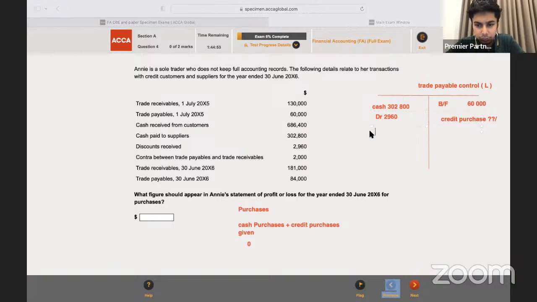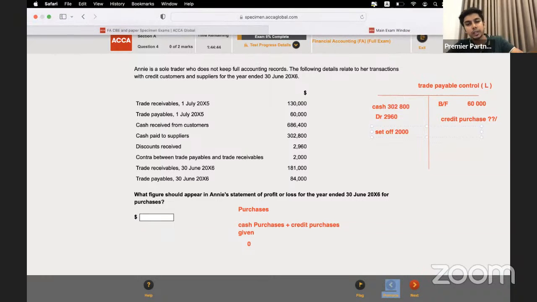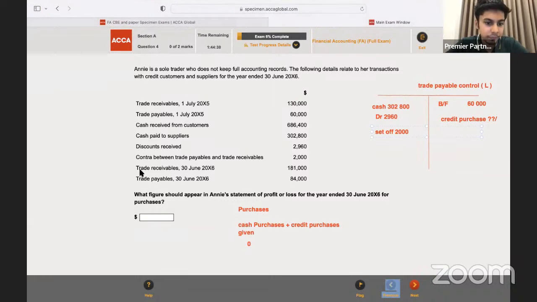Contra means set off. Set off normally comes to the debit side of the control account, 2000. Trade receivable on 30th of June, meaning at the end, that we don't take. Trade payable on 30th of June, yes, that has to be taken over here. That's the carry down, 84,000. Right, now close the account and see what's going to be the total.